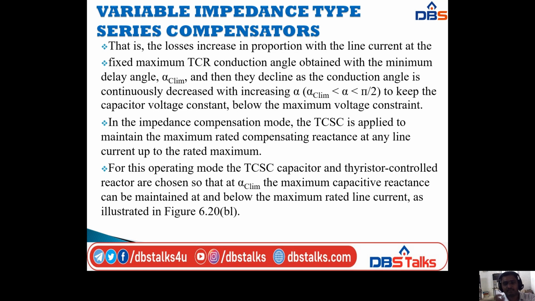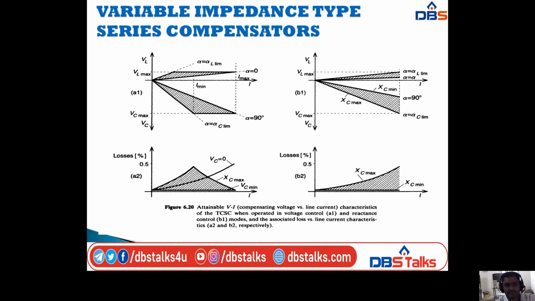Okay, then next, in the impedance compensation mode, the TCSC is applied to maintain the maximum rated compensating reactance at any line current up to the rated maximum. For this operating mode, the TCSC capacitor and thyristor controlled reactor, that is TCR, are chosen so that at alpha C limited, the maximum capacitor reactance can be maintained at and below the maximum rated line current, as illustrated in the B1 diagram, that is this diagram B1.